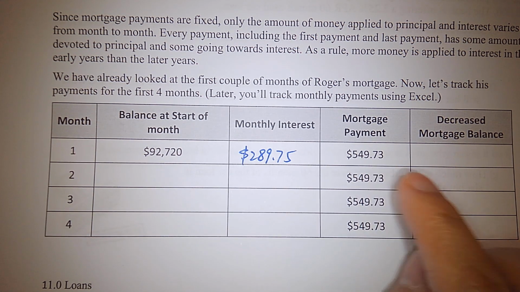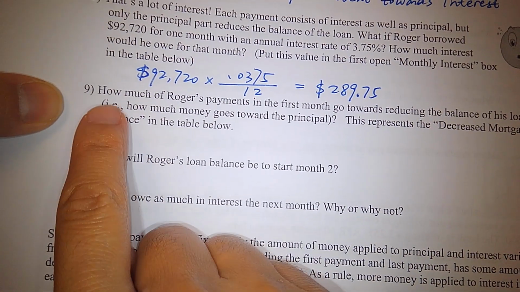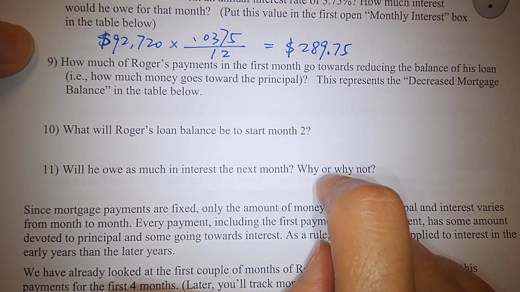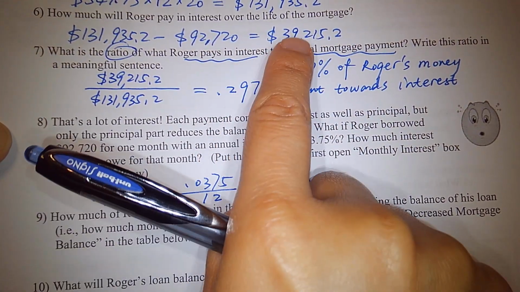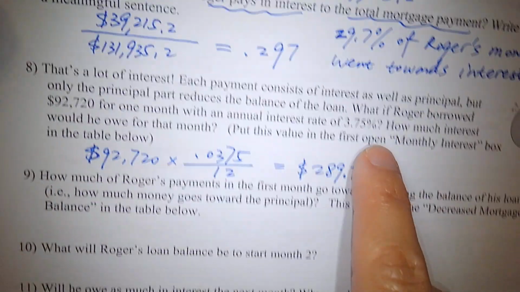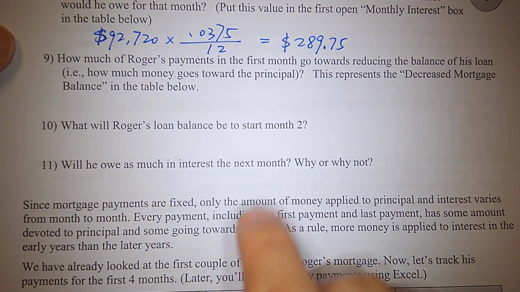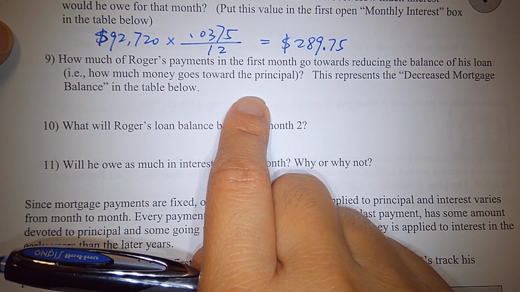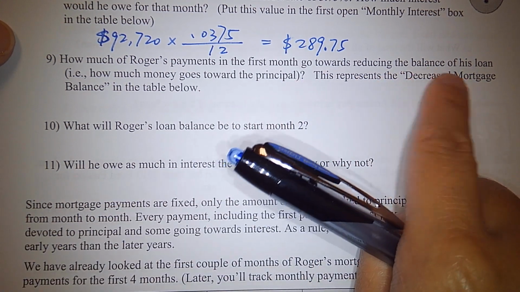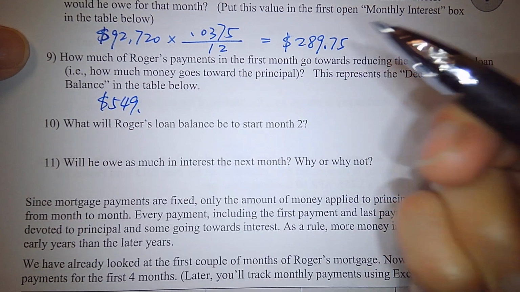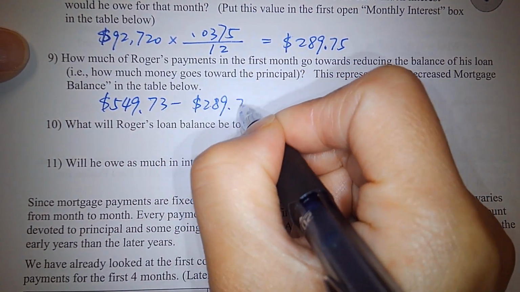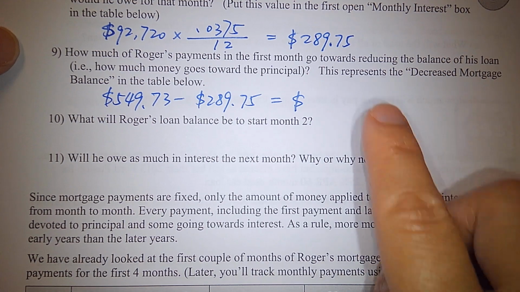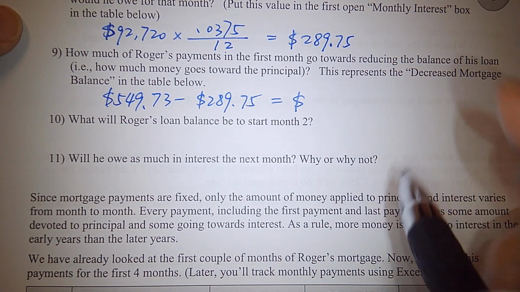Now the next question is, how much of Roger's payment in the first month goes towards reducing the balance of his mortgage? From the total payment of $549.73, this amount is the interest. So the leftover will be what? Money that really goes towards reducing our principal. So 549.73 minus the interest we paid that month. The rest will be money really meaningful to reducing the balance of the loan. What is it? What do you have?